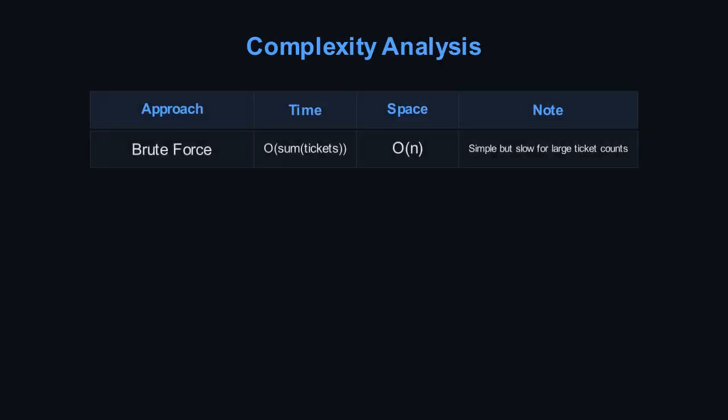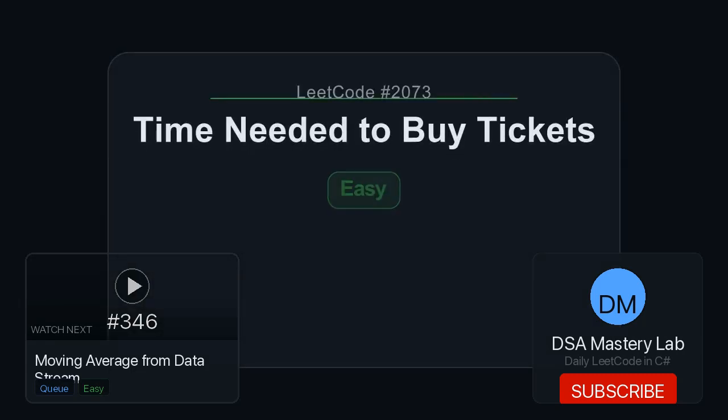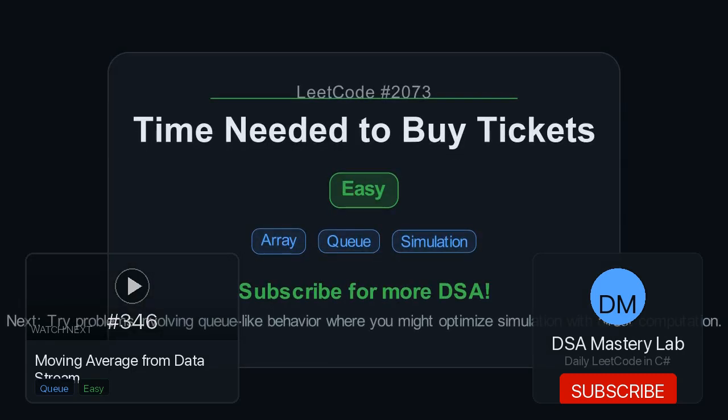The time complexity is big O of n because we iterate through the tickets array once. The space complexity is big O of 1, constant, as we only use a few constant variables. This direct calculation method is a powerful optimization. Try the next problem involving queue-like behavior. Can you apply a similar direct computation?